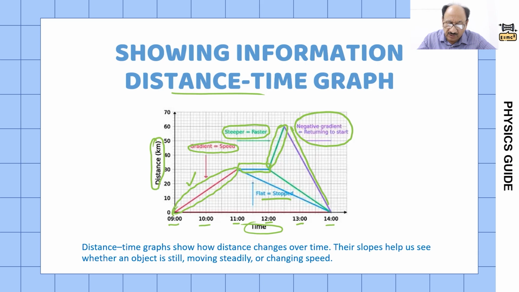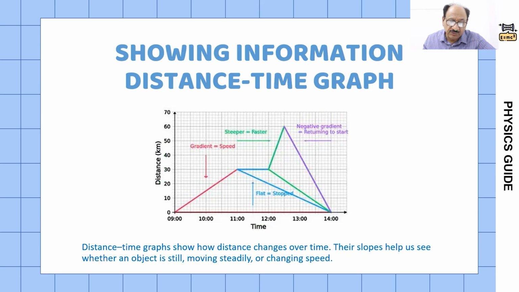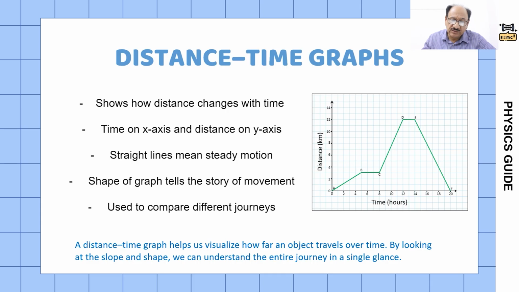So this is how we can understand things from a distance time graph. Keep in mind, in a distance time graph, the slope of the graph is giving us the speed. Distance is a scalar quantity and speed is also a scalar quantity. A distance time graph shows how distance changes over time. Their slopes help us see whether an object is still, moving steadily, or changing speed.